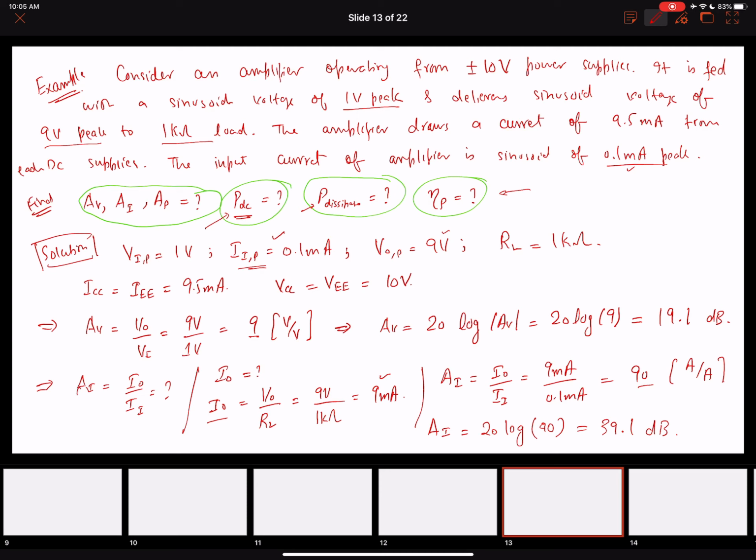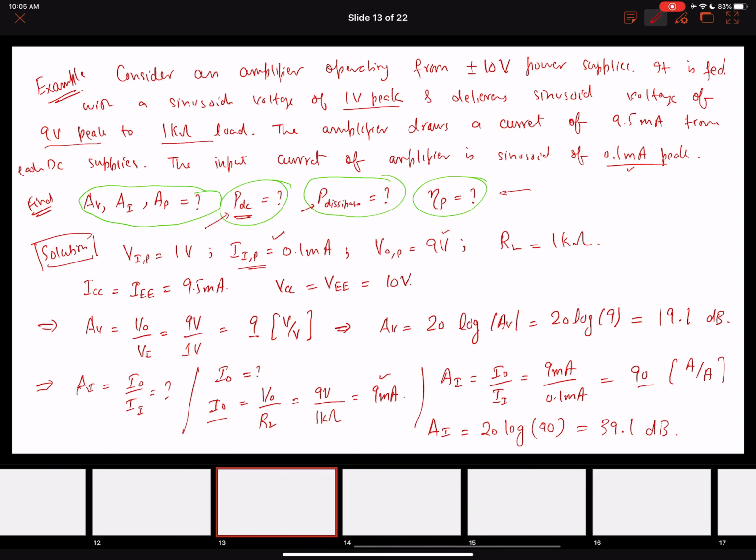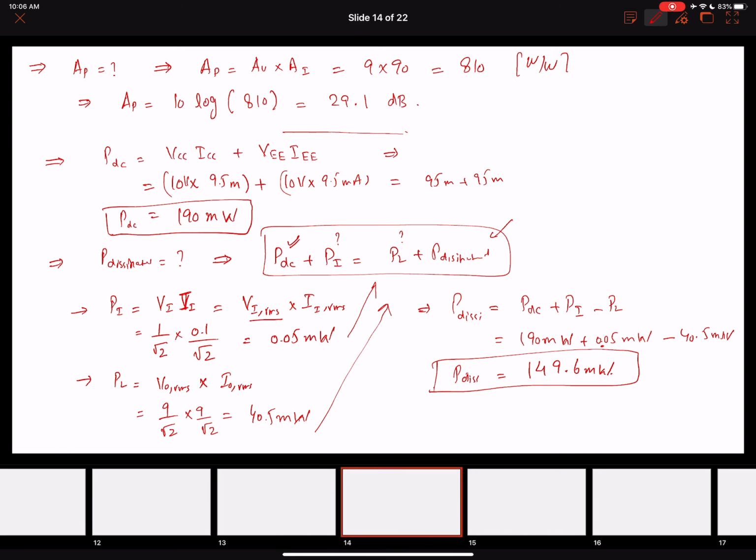After that, we did one example in which we determined the values of the voltage gain, current gain, and the power gain, and we used this formula of the power to calculate the values of the power that is delivered to the amplifier from the DC supplies, the power that is dissipated in the circuit, and we also determined the power efficiency.